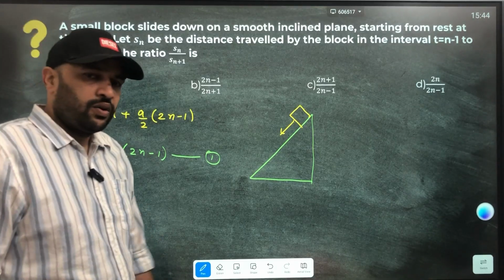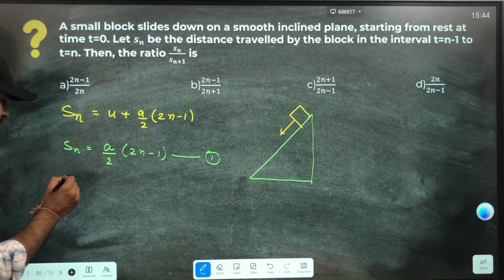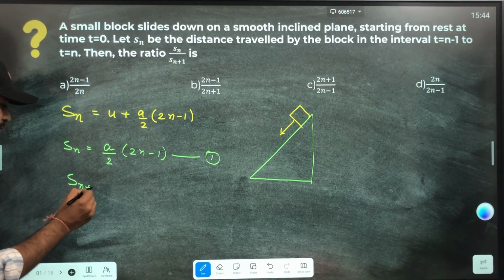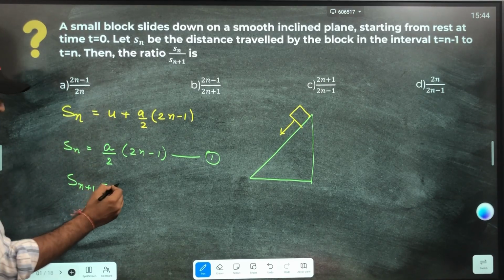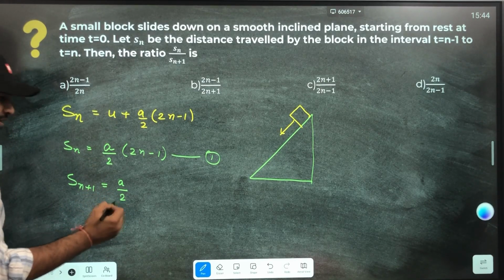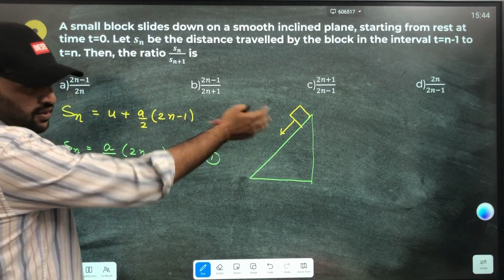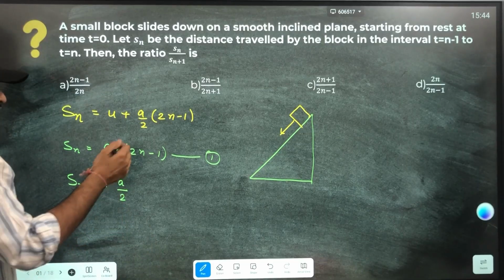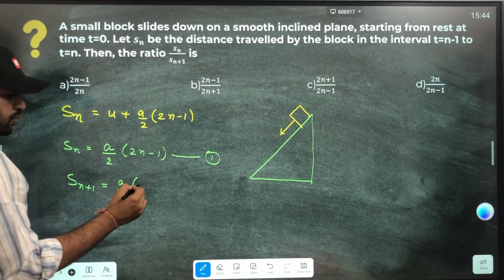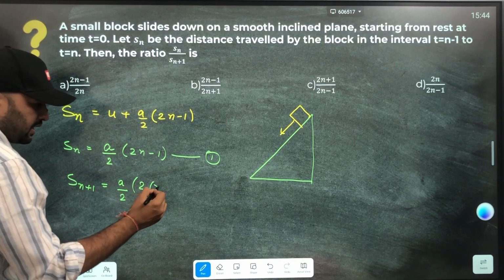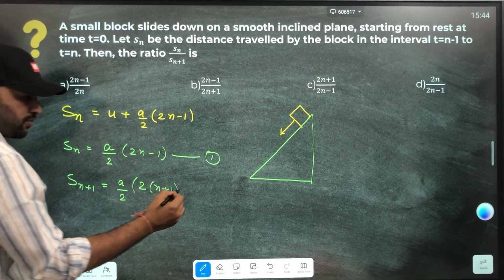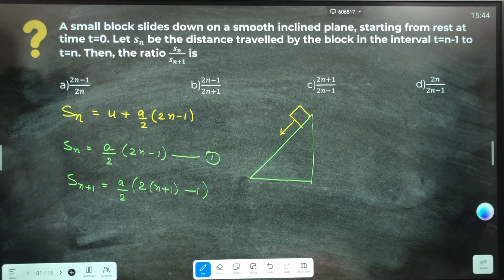Now what we have to figure out? Now we have to find Sn plus 1. So our Sn plus 1 would be, again u is 0. a will still be the same acceleration while coming down, and since it's a smooth surface, the friction will also be 0. So here this will be a by 2 into, what will be our n plus 1? n will be n plus 1 in this case, minus 1. I hope this is clear, right?